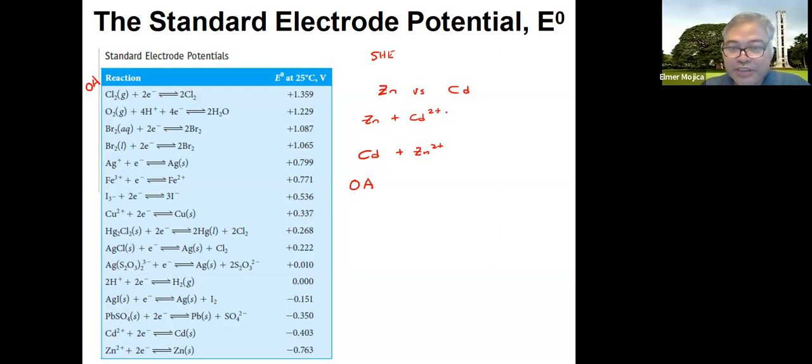Okay, so when this happens, usually you expect your zinc to dissolve and you see a deposit of your cadmium metal on the electrode. So we could say zinc is more easily oxidized than the cadmium.